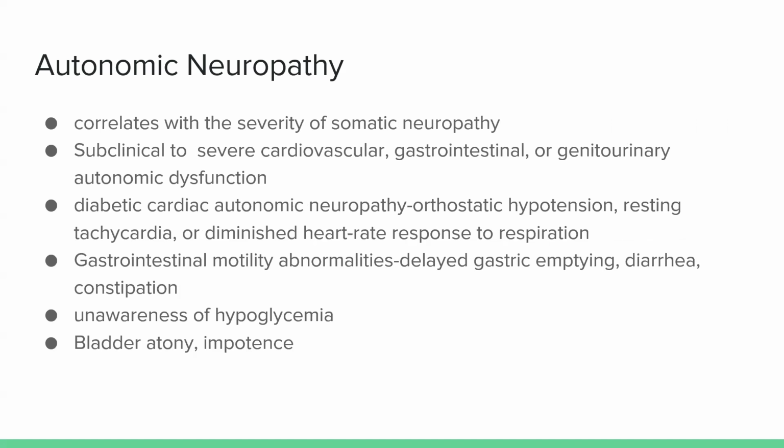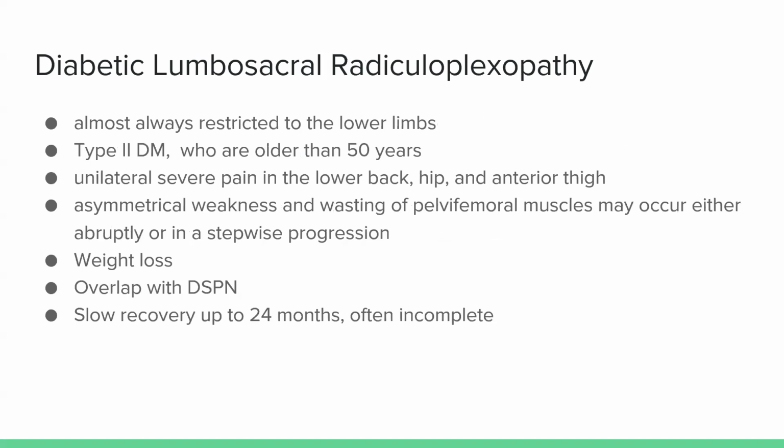Diabetic cardiac autonomic neuropathy usually comes with resting tachycardia, loss of sinus tachycardia, and orthostatic hypotension. GI motility abnormalities, gastroparesis, diarrhea, constipation can occur. Another problematic thing is unawareness of hypoglycemia because they have inadequate sympathetic and adrenal response to the hypoglycemia. They don't know that they are hypoglycemic. Bladder atony and especially impotence, as you well know, is very, very common.